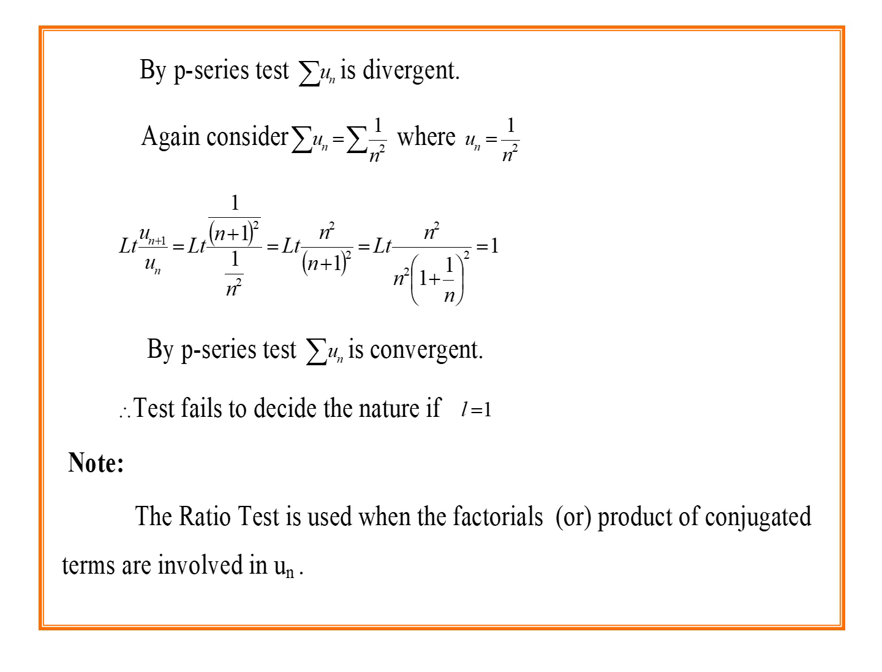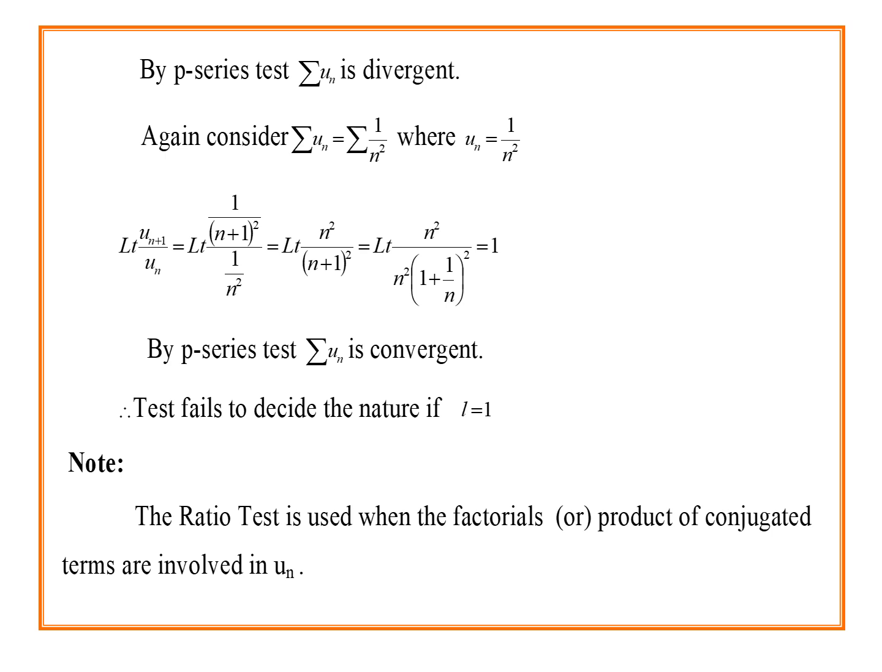Again consider sigma un is equal to sigma 1 by n square, where un is equal to 1 by n square. Now again calculate limit u of n plus 1 by un. What is u of n plus 1? 1 by n plus 1 whole square, by un equal to 1 by n square. Then it can be written as limit n square by n plus 1 whole square, which is equal to limit n square by, in the denominator taking n square common, 1 plus 1 by n whole square. N square gets cancelled, so limit 1 by n value 0. Substituting and simplifying, finally we will get 1. So by the P series test, sigma un is convergent. Therefore the test fails to decide the nature if L equals 1. Hence the theorem is proved.